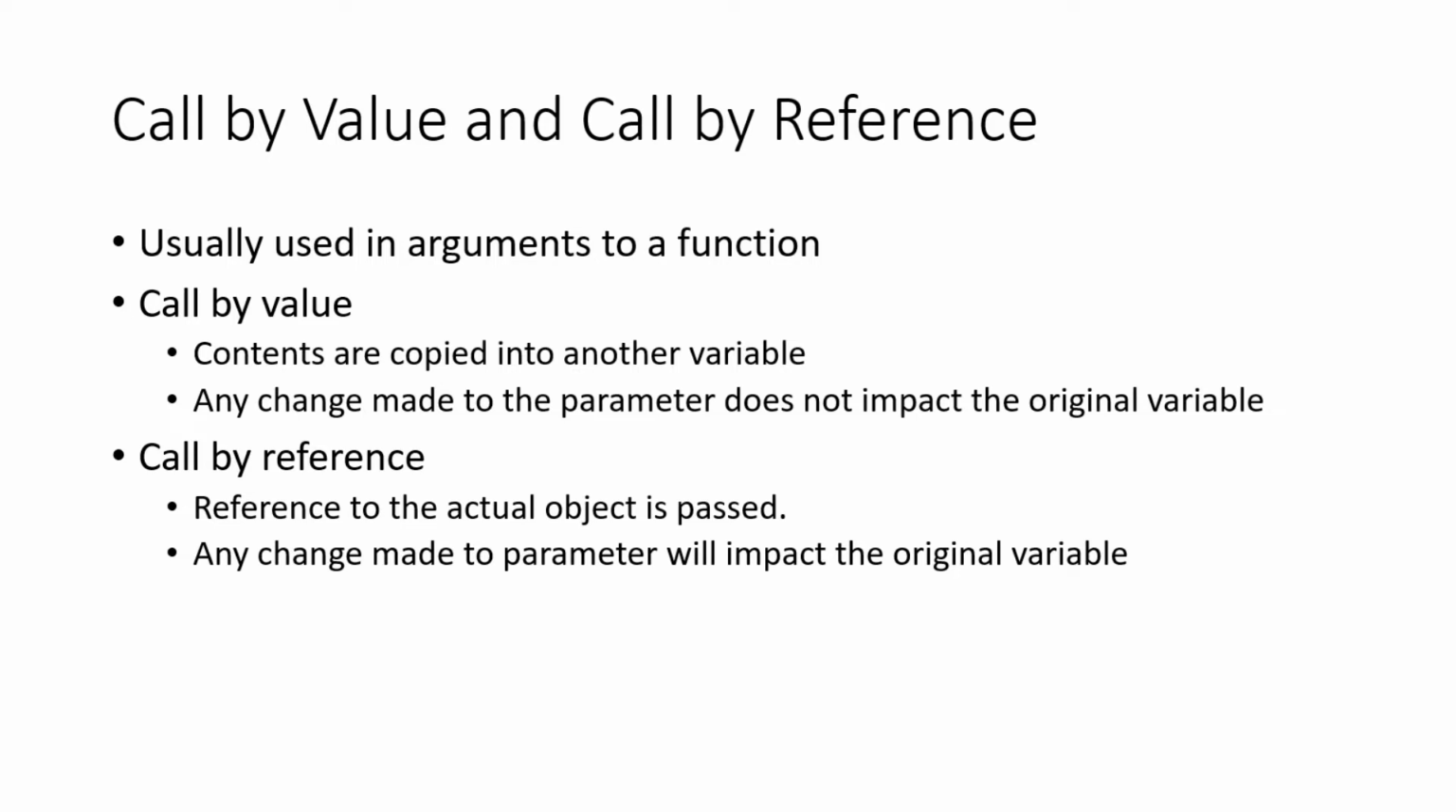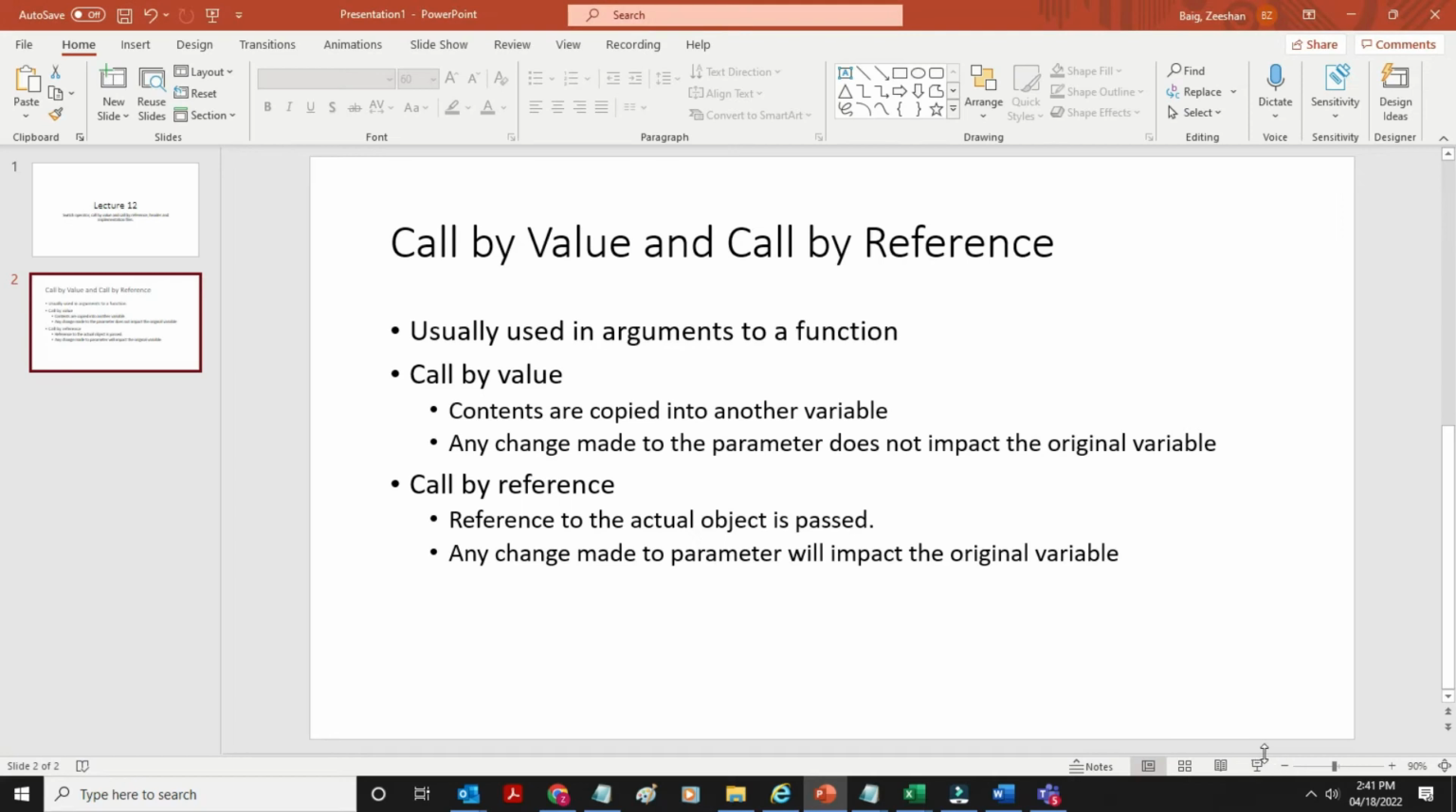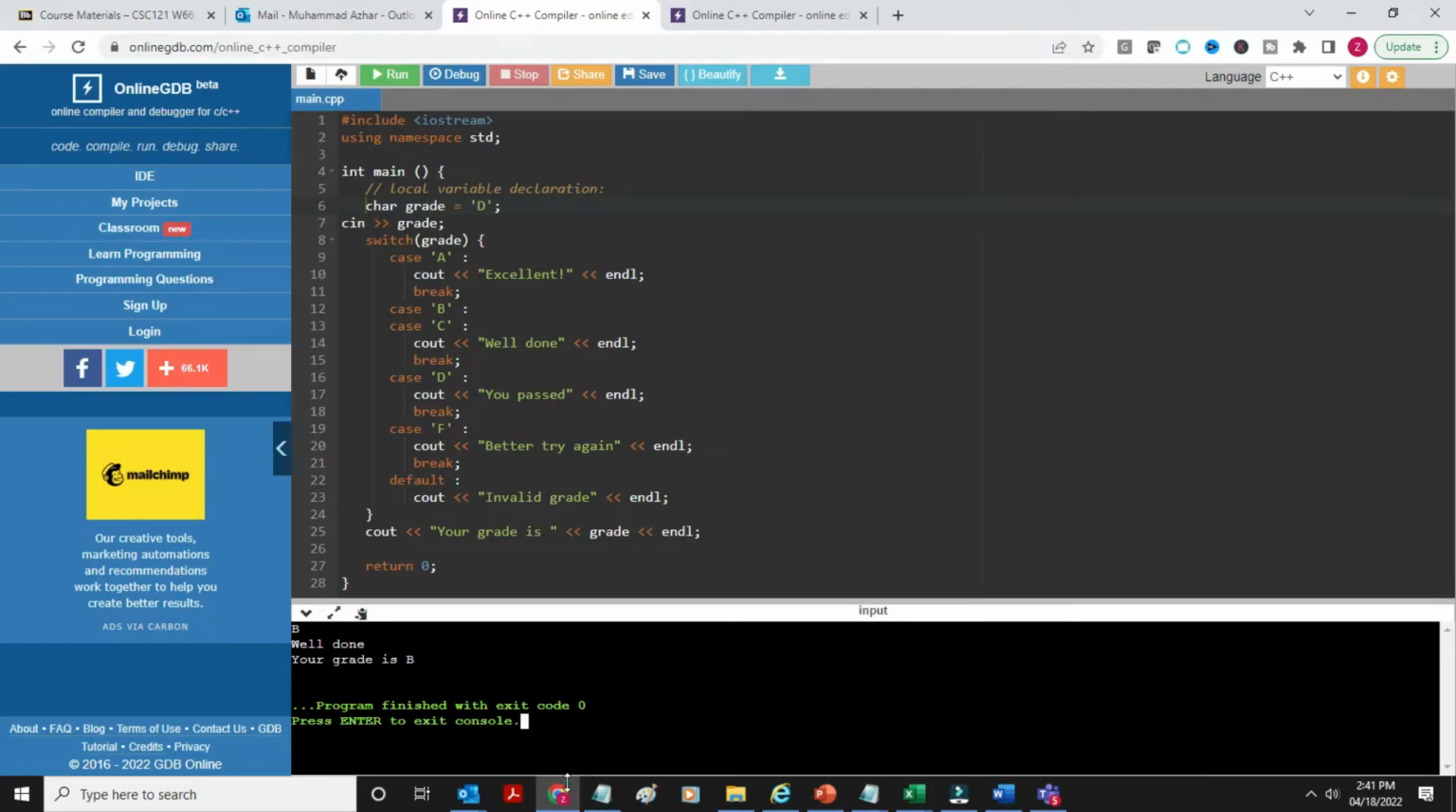So after you've exited the function, if you've used call by reference and made changes to those parameters, those changes will have an impact even after the call to the function. Okay? That's a whole lot of words there. Now let's go and see an actual example.